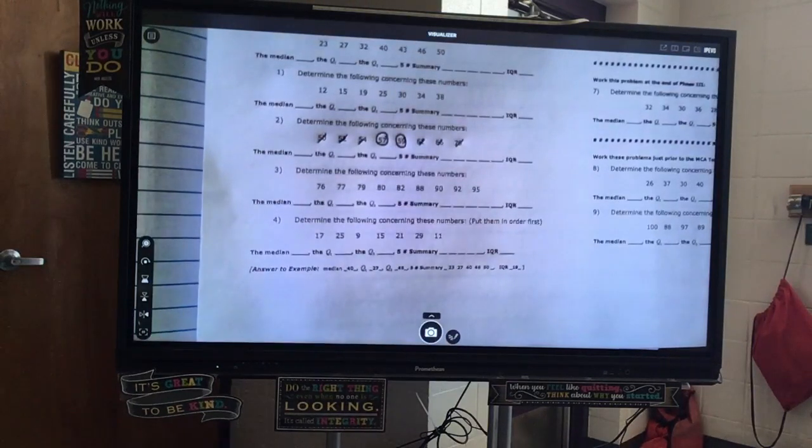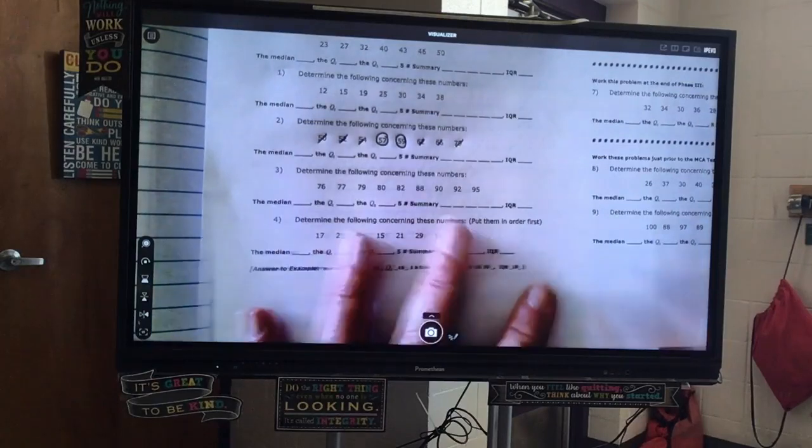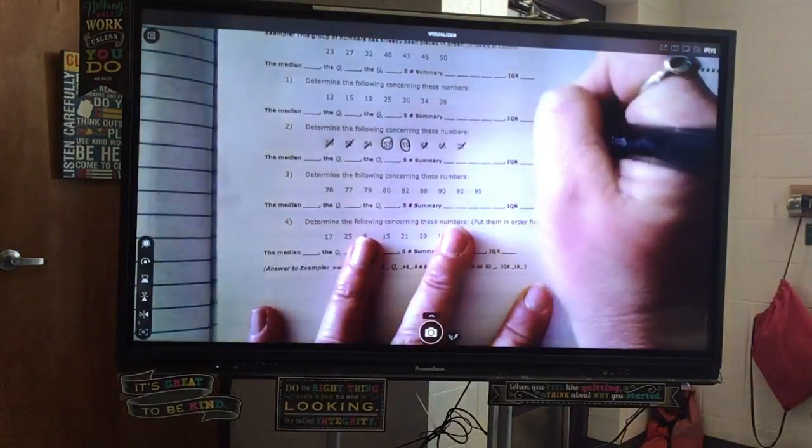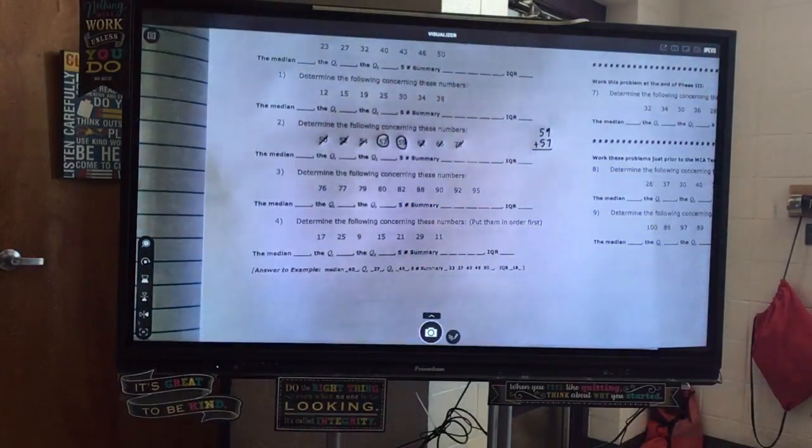This is where it does get a tad bit more difficult. What it told us to do is we're going to add these 2 up, 59, 57. Stand up, or just raise your hand when you have that answer.